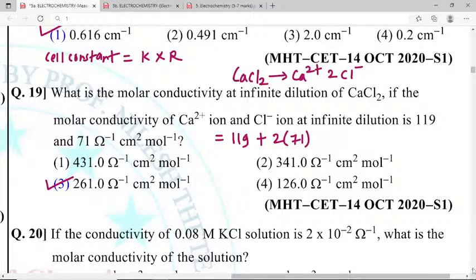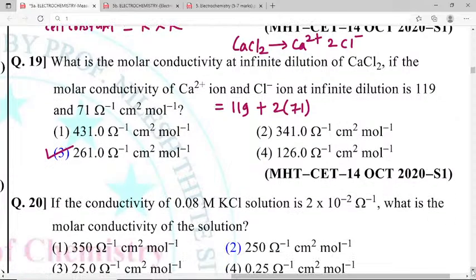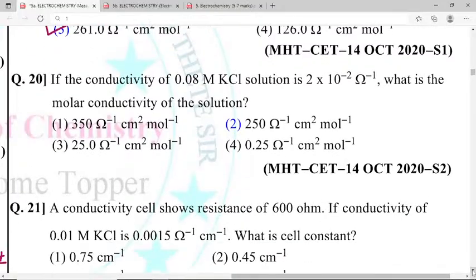Calcium ion Ca2+ has value 119, and Cl- has the value 71. So 2 times 71 plus 119. Clear? One calcium 119 and the 2 Cl-, so 2 multiplied by 71. First multiply, then addition.